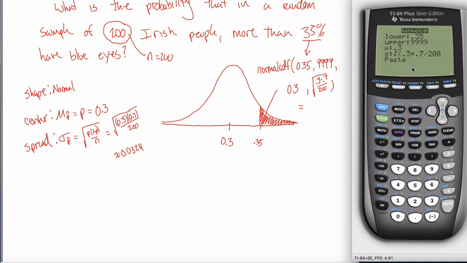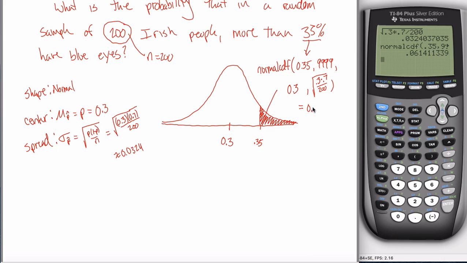Note that it's perfectly fine to put expressions in for one of the arguments in this function. It's no problem at all. The calculator can figure that out. Hit paste, hit enter, it spits out this number, 0.0614. Or if I asked you to format it as a percentage, round it to 2 decimal places, you'd say 6.14%, and you'd be done with the problem.